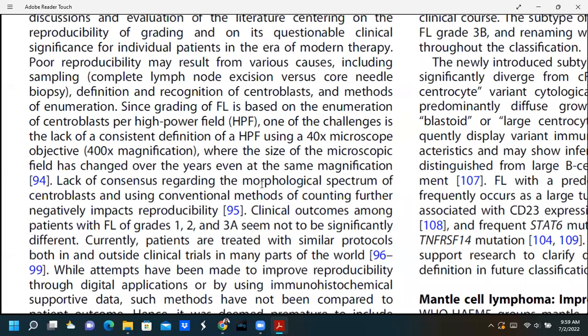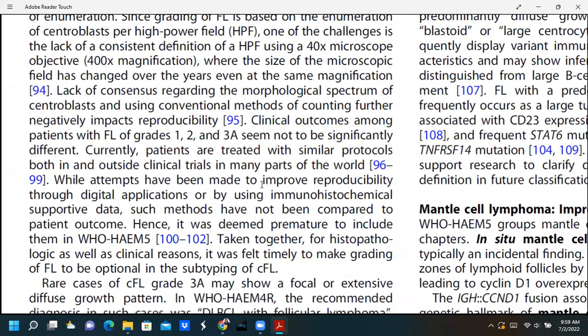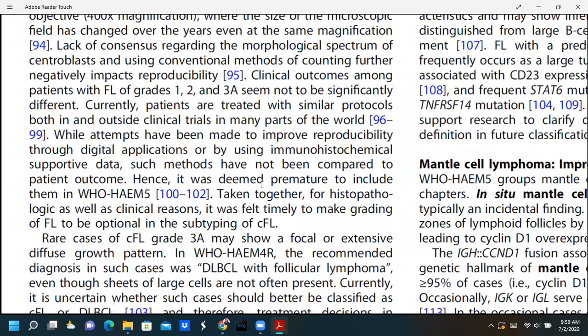Clinical outcomes amongst patients with follicular lymphoma grade 1, 2, and 3A seem not to be significantly different. Currently, patients are treated with similar protocols both in and outside clinical trials in many parts of the world. While attempts have been made to improve reproducibility through digital applications or by using IHC, such methods have not been compared to patient outcome. Hence, it was deemed premature to include them in Heme 5. Wow, okay. Taken together, for histopathologic as well as clinical reasons, it was felt timely to make the grading of follicular lymphoma optional, and only in the subtyping of classic follicular lymphoma. So it's not even mandatory, and if it is, it is only in classic follicular lymphoma.